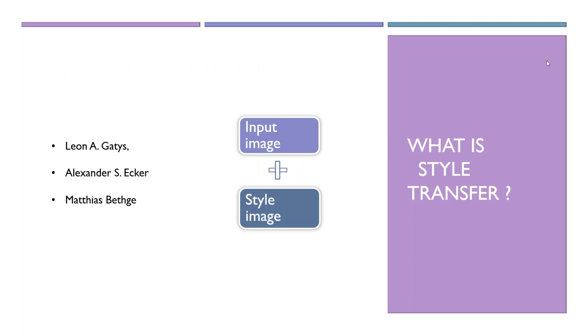Given an input image and a style image, we can compute an output image with the original content, but a new style. It was outlined in Leon A. Gatys' paper, A Neural Algorithm of Artistic Style, which is a great publication, and you should definitely check it out.